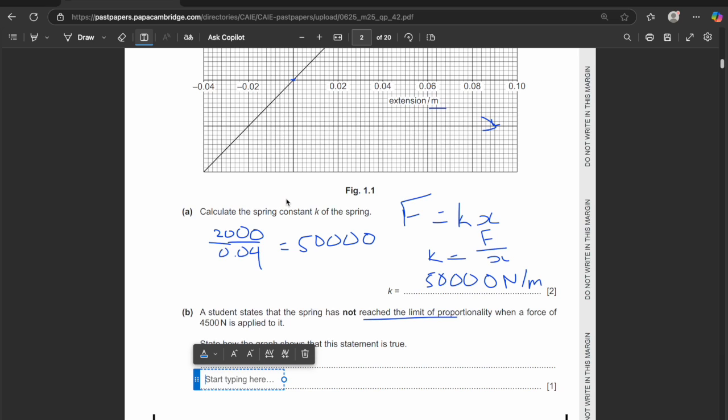So we can write something like: the graph is still a straight line at 4,500 newtons.